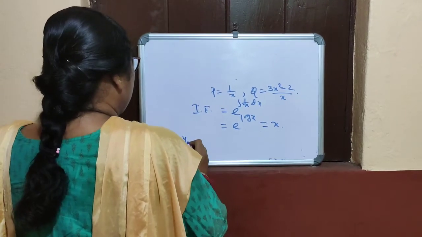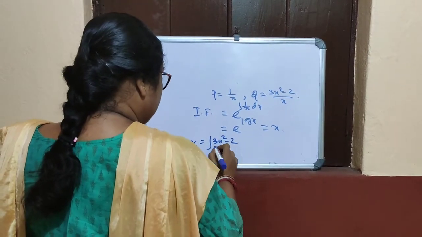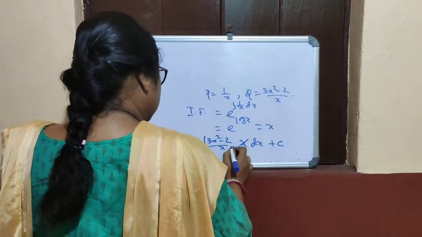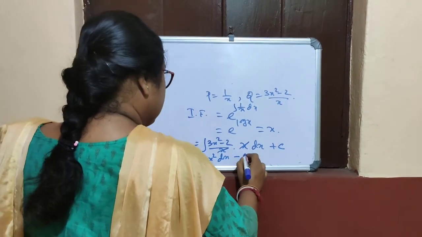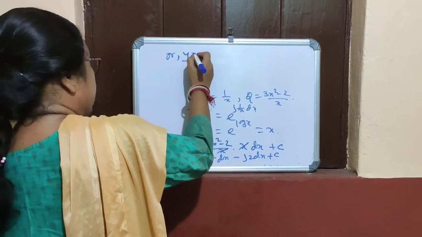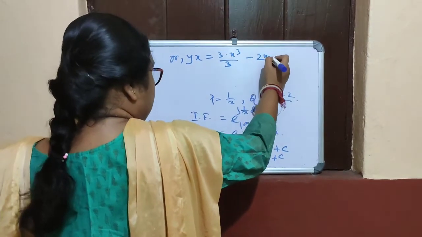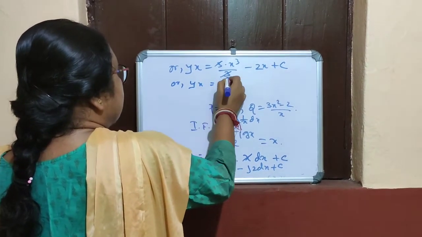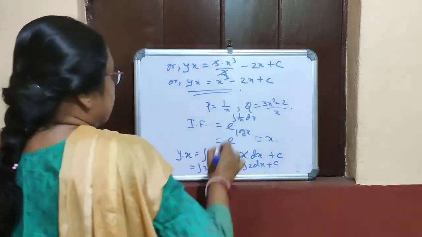Now the answer is y into x equals integration of q, meaning 3x square minus 2 by x, into integrating factor into dx, plus c. This cancels, and now integration 3x square dx minus integration 2 dx plus c. Or you may write yx is equal to 3x cube by 3 minus 2 into x plus c. 3 and 3 cancel, so yx is equal to x cube minus 2x plus c. This is my required answer.